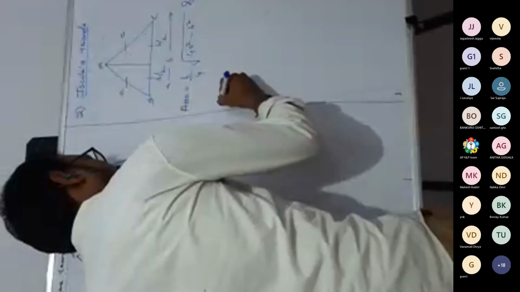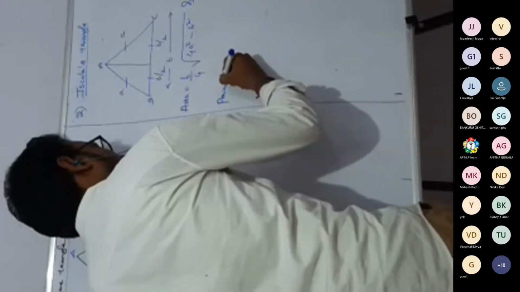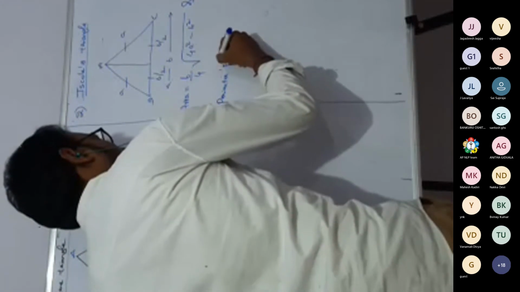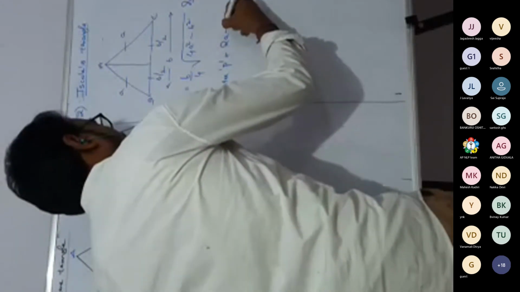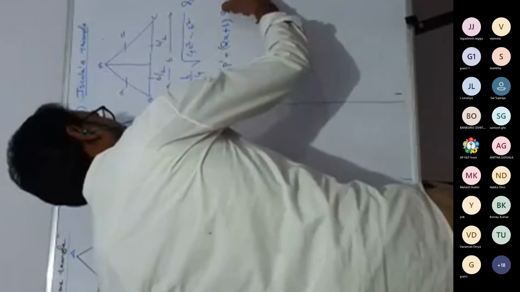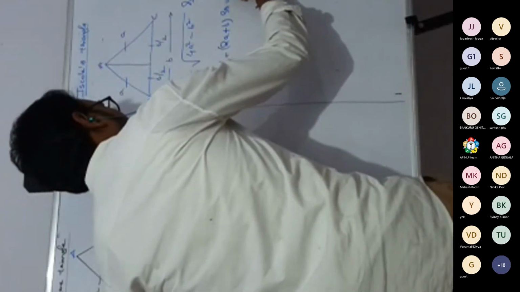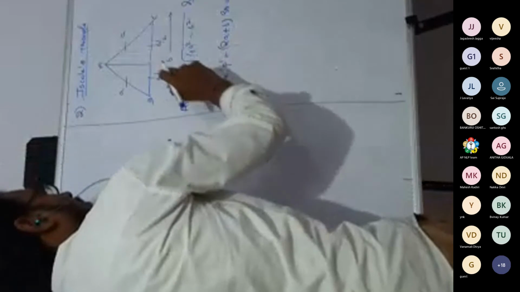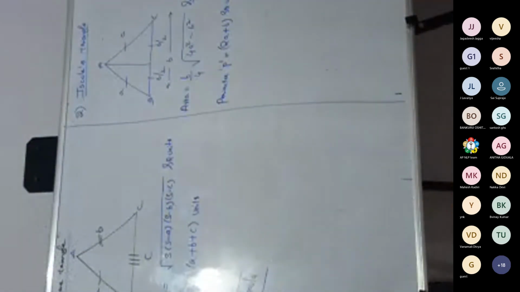What is the perimeter of an isosceles triangle? Perimeter P is equal to 2A plus B units. A plus A is 2A, and B. So the perimeter is 2A plus B units. This is the isosceles triangle.